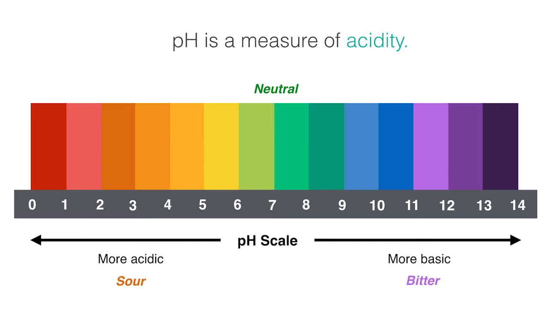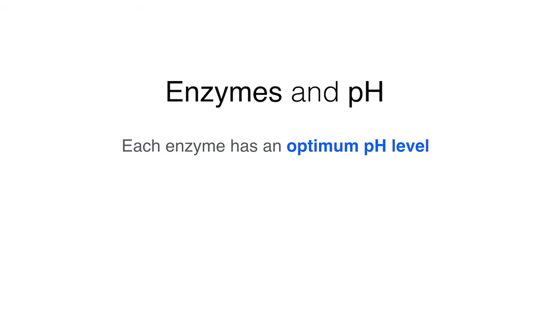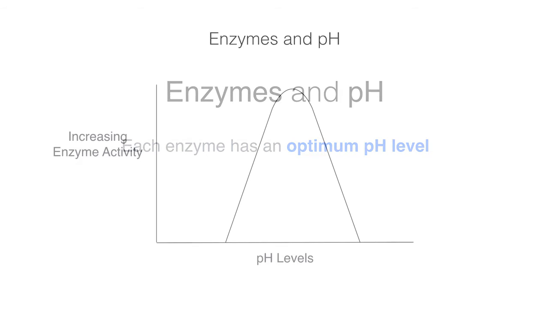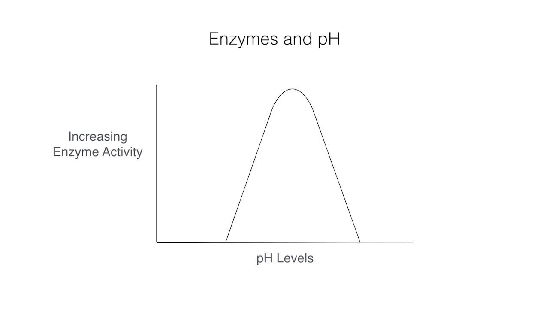Whilst today is generally focused on learning what pH is and the pH scale, we're also going to look at the relationship between enzymes and pH. Each enzyme has an optimum pH level. This is important, so note this.